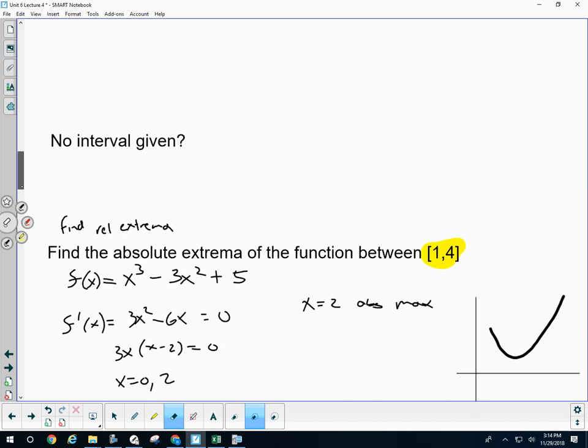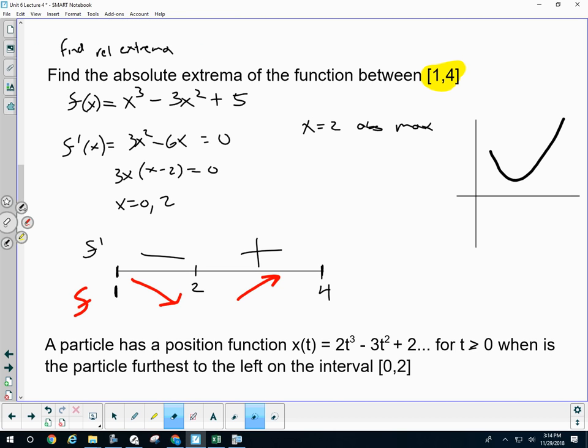So f of 1 is a possible max. Sorry, why did I say this is an absolute max? You guys didn't catch me. It's an absolute min. f of 4 is a possible max. Why don't we just go ahead and throw in an f of 2 just because we're already here, and we'll confirm that that's the location of the absolute min.